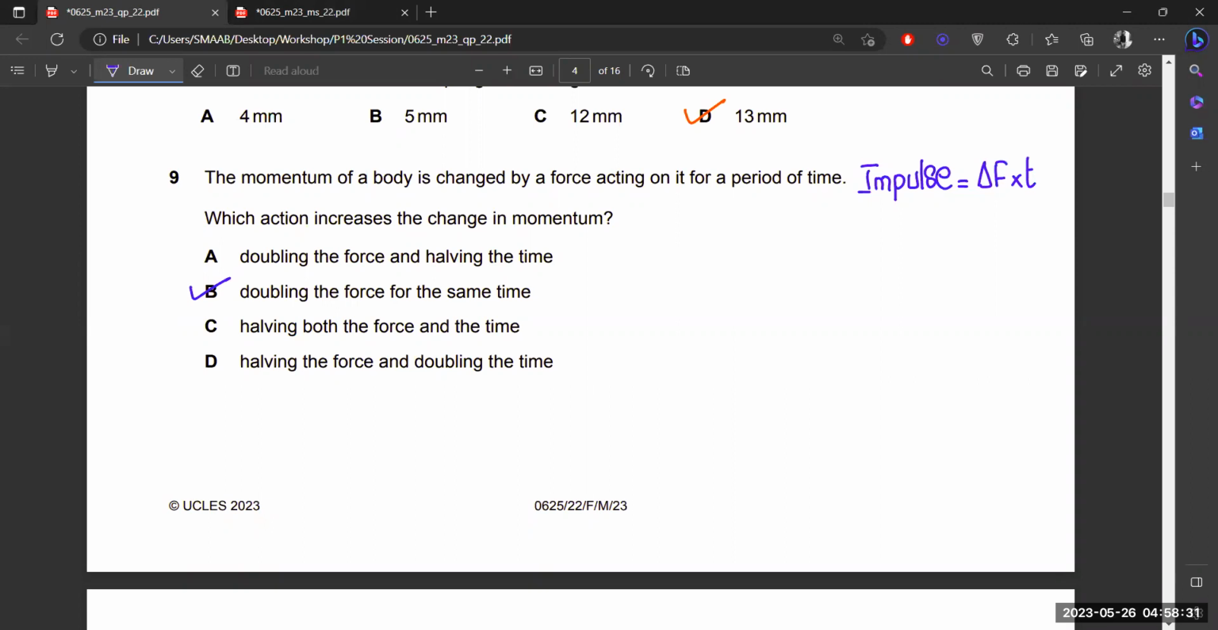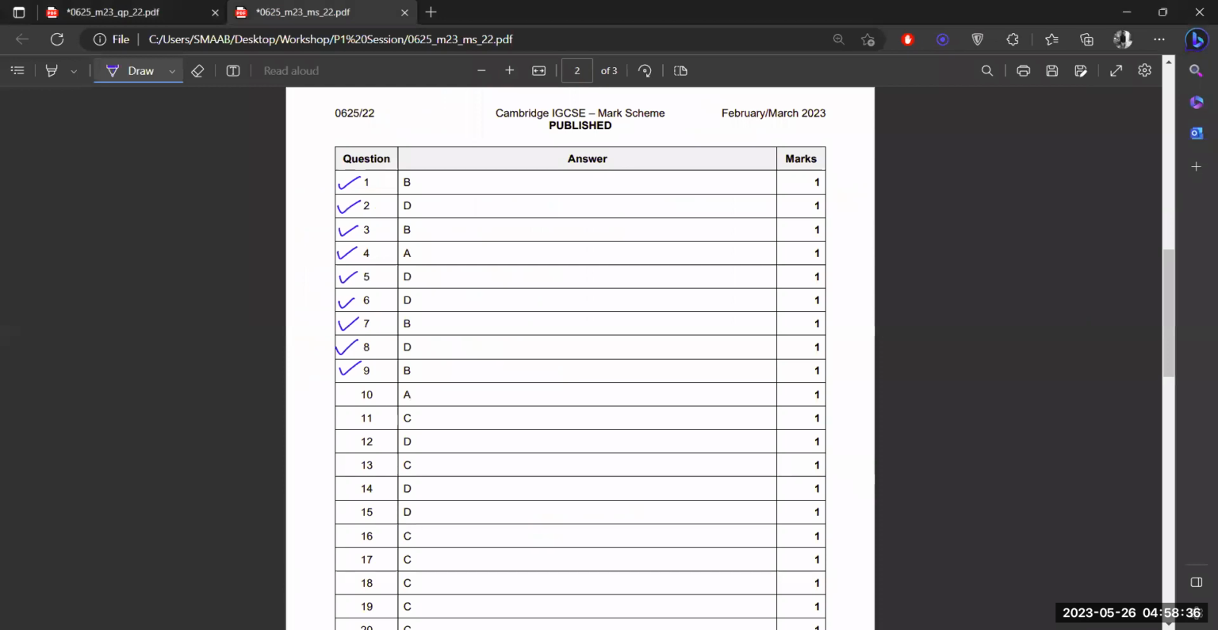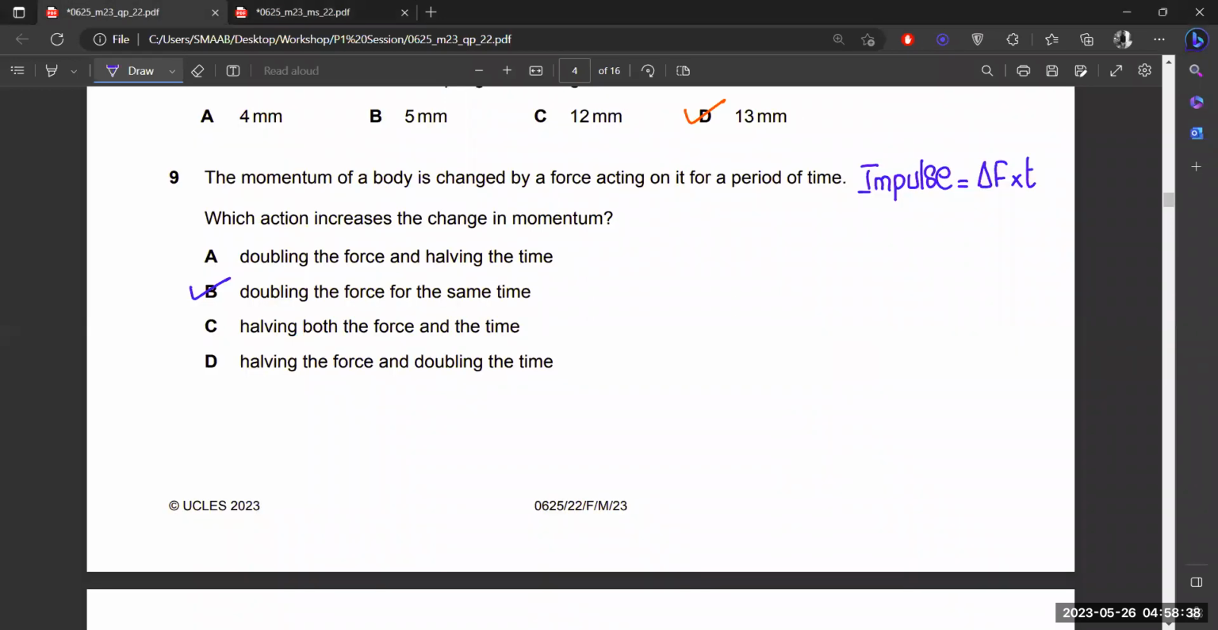Okay, so this is our concept. Let's move towards the next question. Question number 9. Yes, B is the right answer.